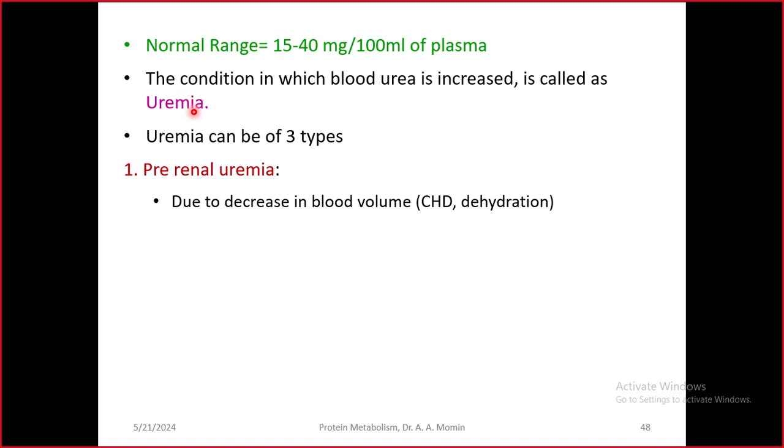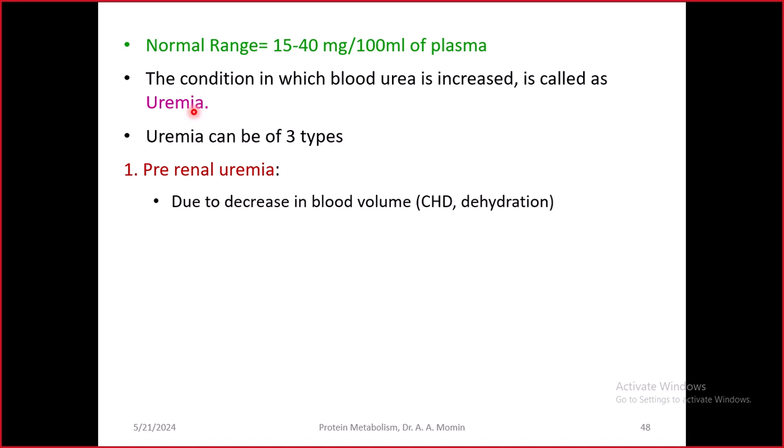due to dehydration or due to congestive heart failure, coronary heart diseases, the blood volume is decreased. In this case, there is a relative increase of urea, not an absolute increase. Because blood volume is decreased, the urea level is normal, but urea seems to be increased, but actually it is not increased.